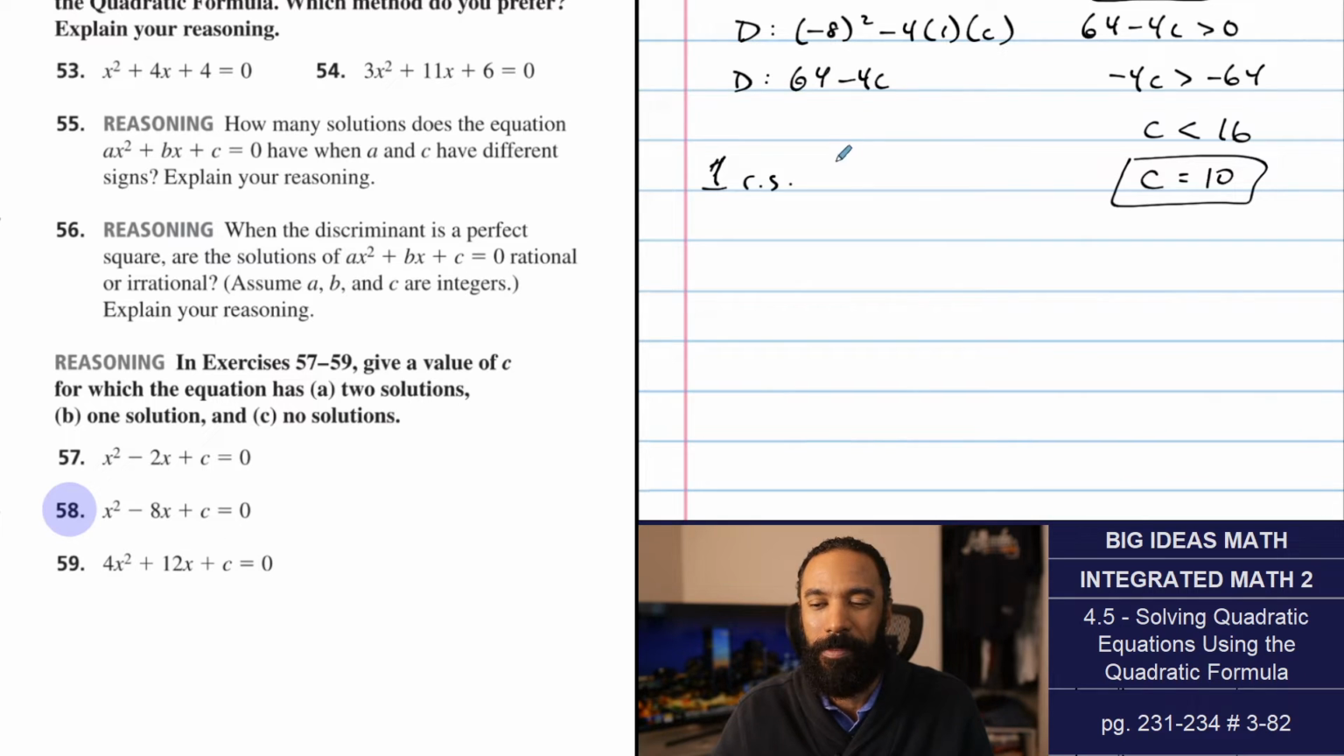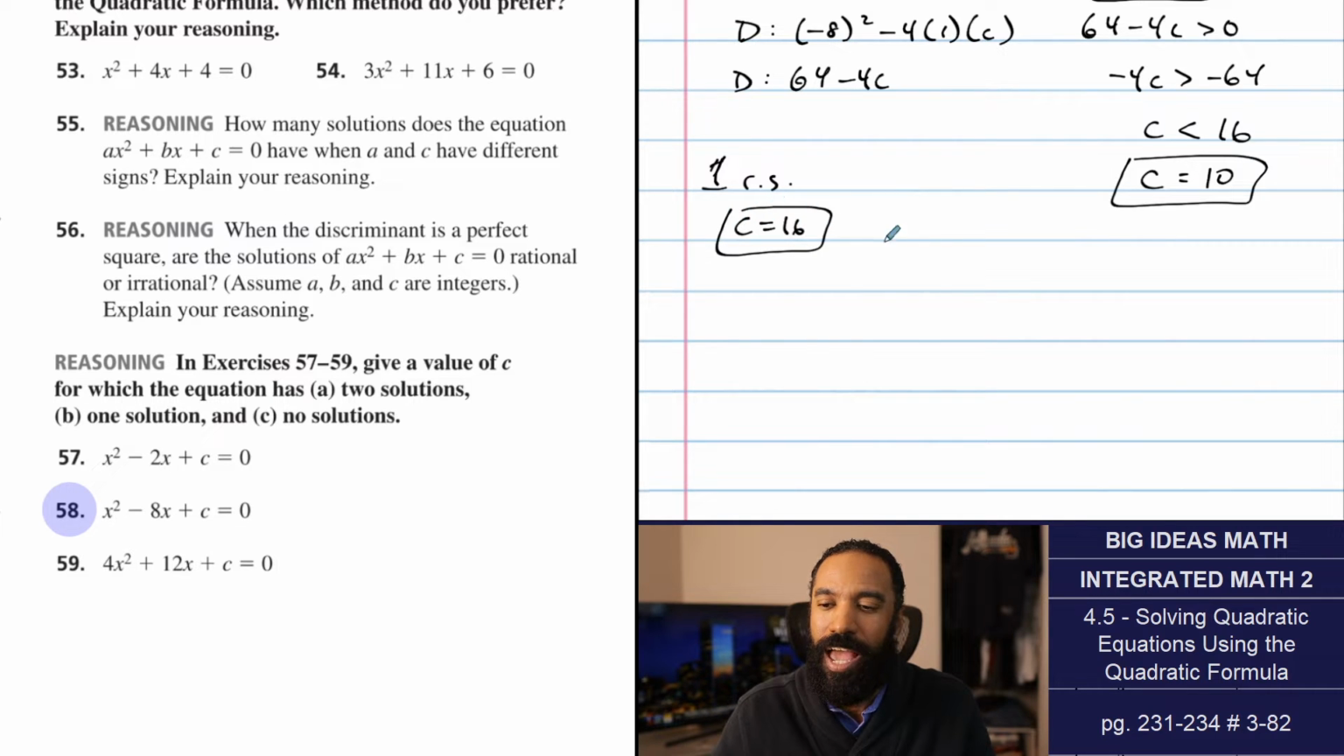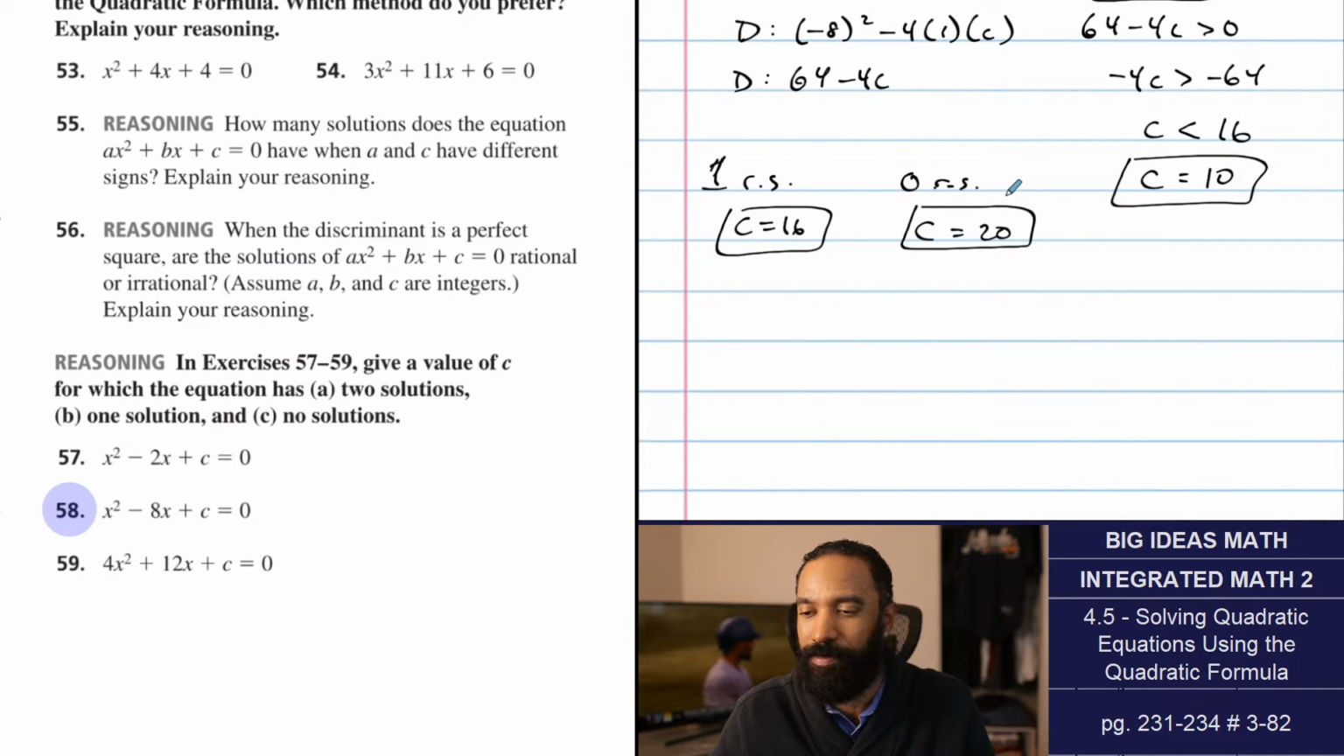I'm working more with the discriminant, though. This is more of a quadratic formula set. We've got to check. So this is where c equals 16 for that case. And then for no real solutions, c would have to be greater than 16. So how about c equals 20, like that? Kind of open-ended.